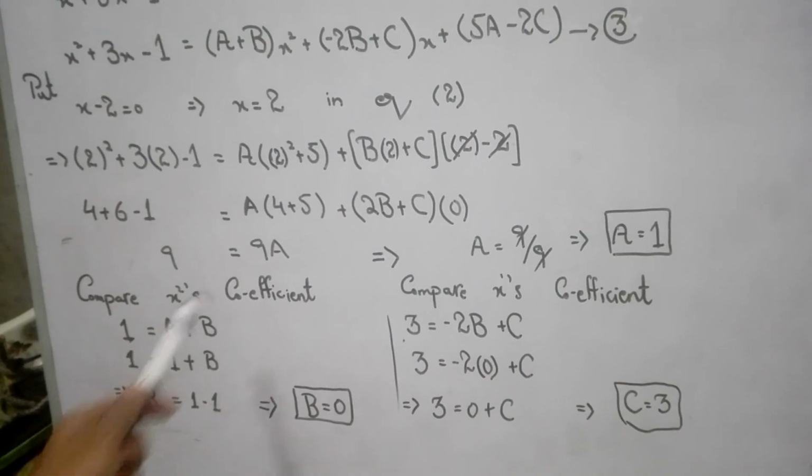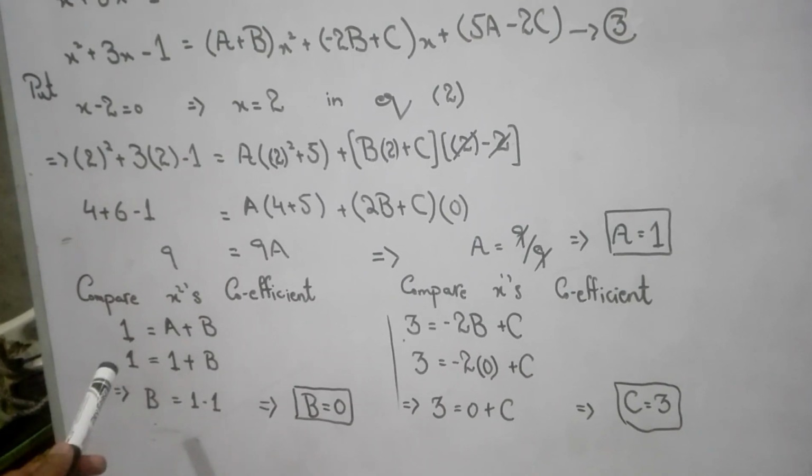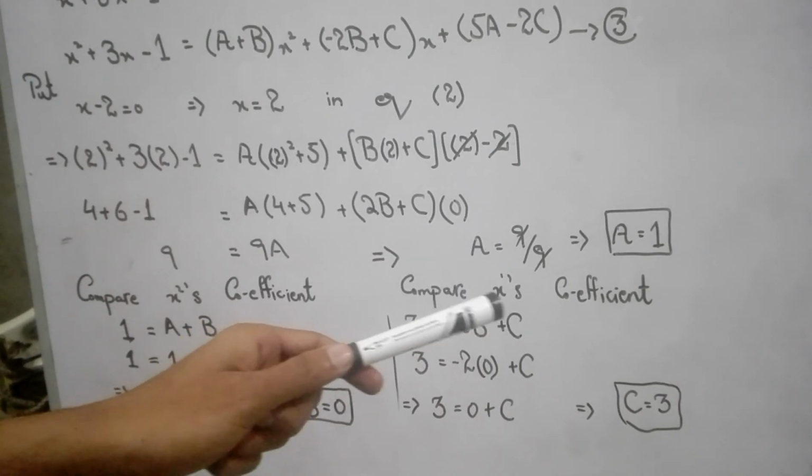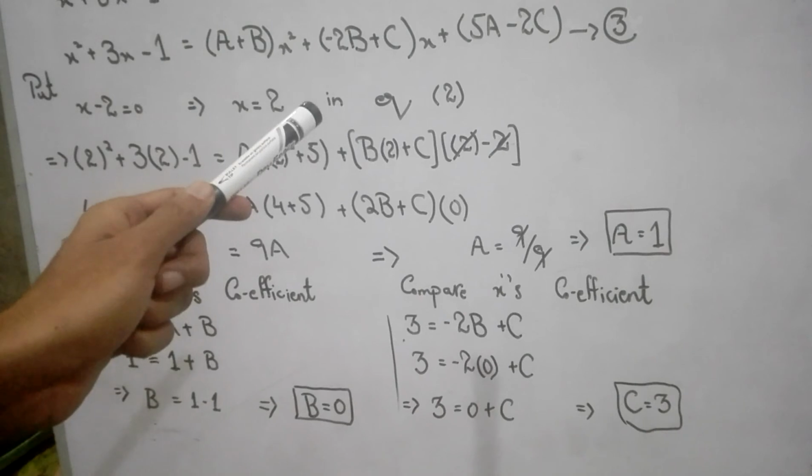In place of a, I wrote the value of a, which is 1, so b plus 1 is equal to 1. When 1 goes to the other side of the equality, it will change its sign and becomes minus 1. b is equal to 1 minus 1, the answer comes out as b is equal to 0.